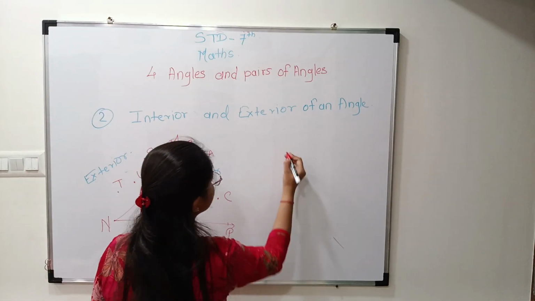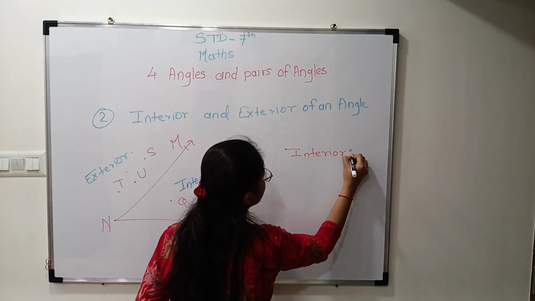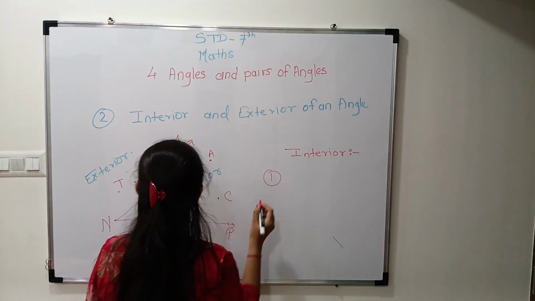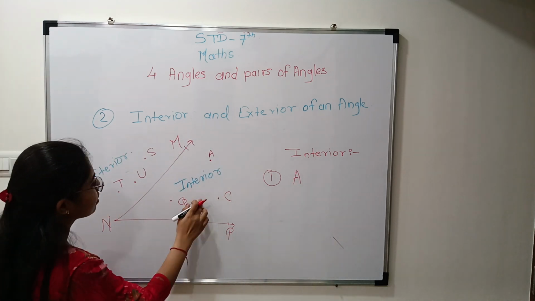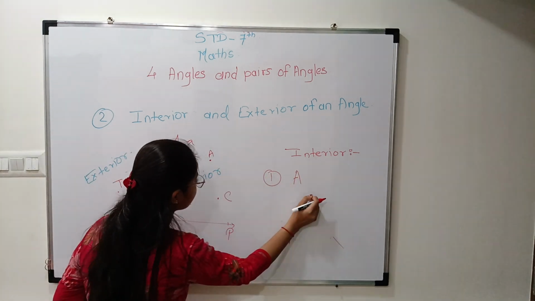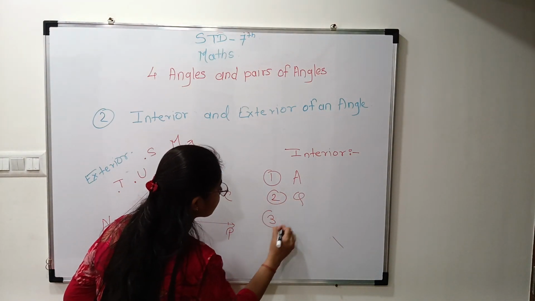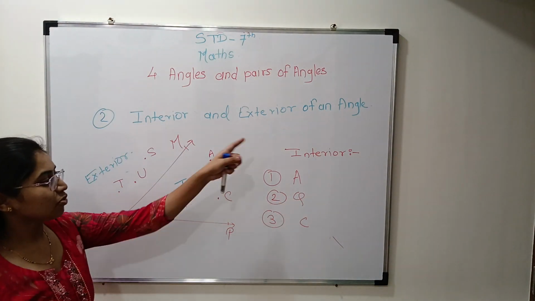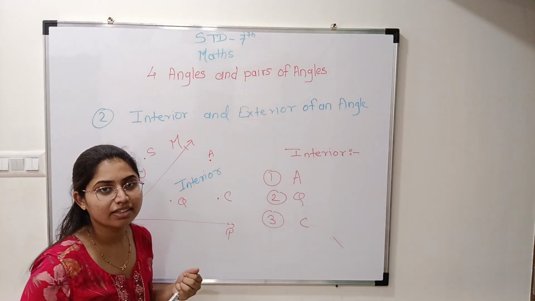See here, interior. First, A is present inside the angle, which is called interior A. Then the second point is Q and the third point is C. These points are present inside the angle, so we will call it interior.